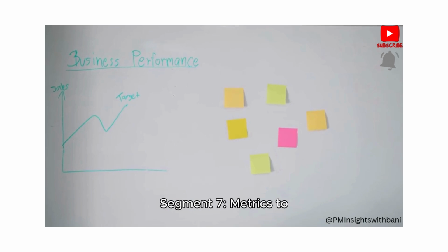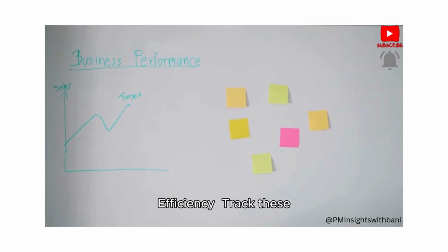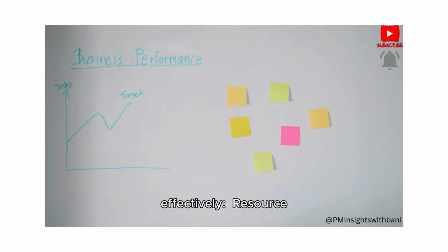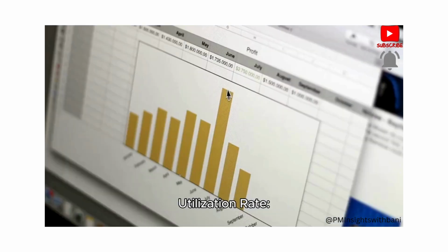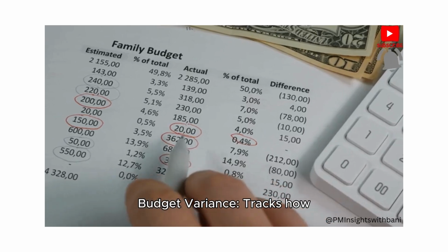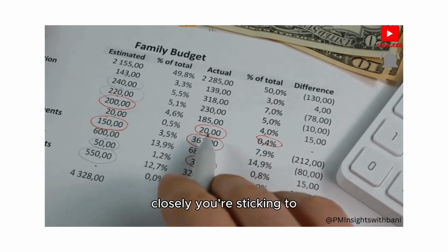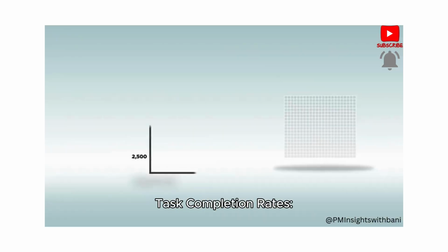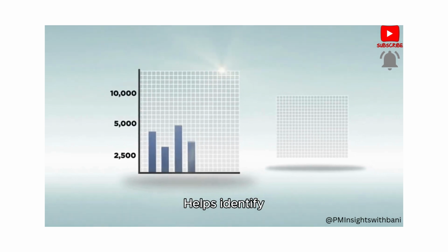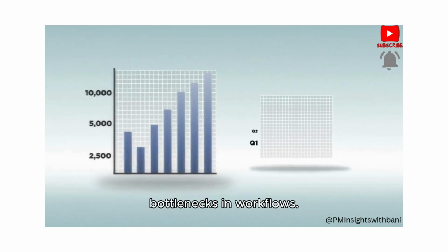Segment 7. Metrics to track resource efficiency. Track these metrics to ensure your resources are being used effectively. Resource utilization rate measures how much of your team's time is spent on productive tasks. Budget variance tracks how closely you're sticking to your financial plan. Task completion rates help identify bottlenecks in workflows.